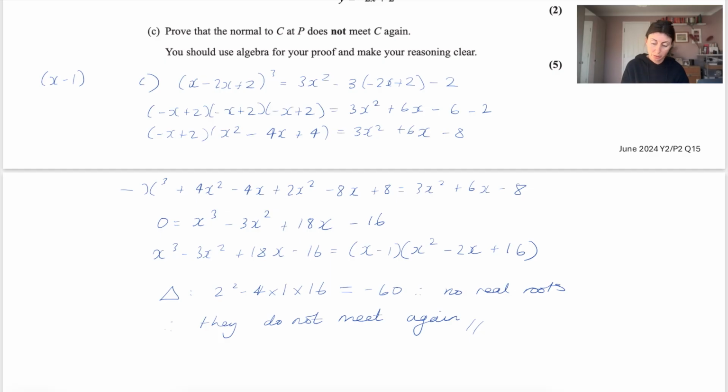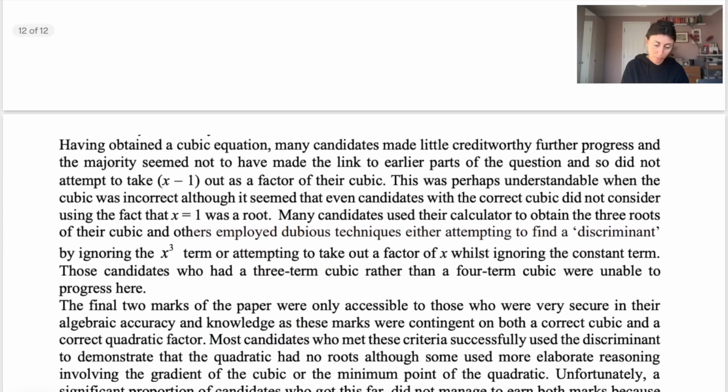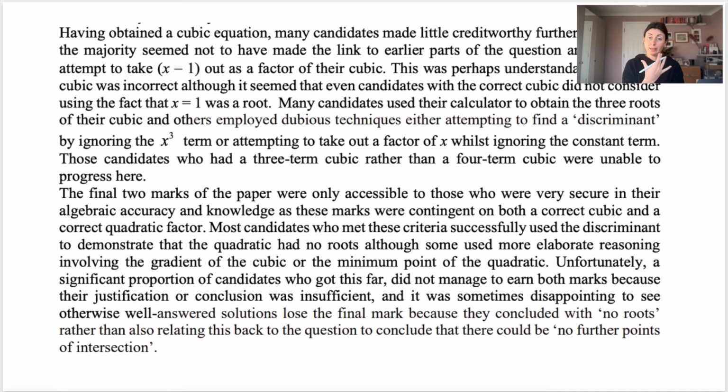To end with, I'm just going to show you a snippet from the examiner's report on this, which again, you are more than welcome to show your students. Having obtained a cubic, many candidates made little creditworthy further progress, and most did not link it to the earlier part of the question, so did not attempt to take out the factor. So this is where you can really emphasize to your students, if they see a cubic, they ideally need to be looking for a factor.